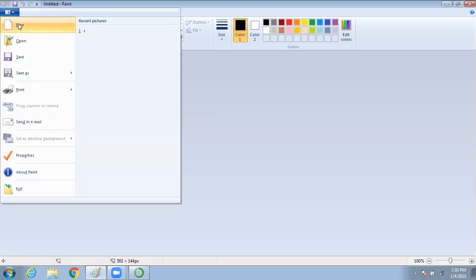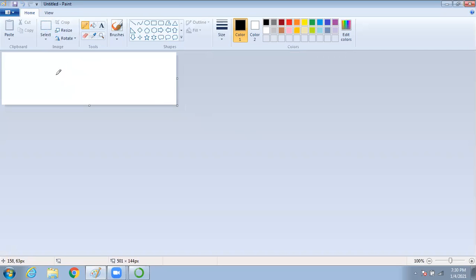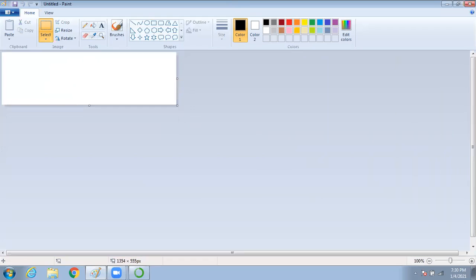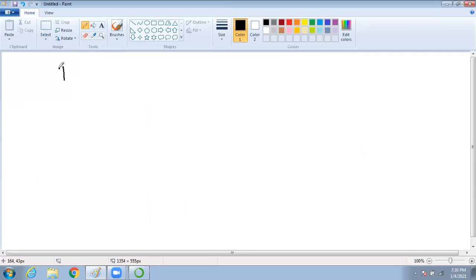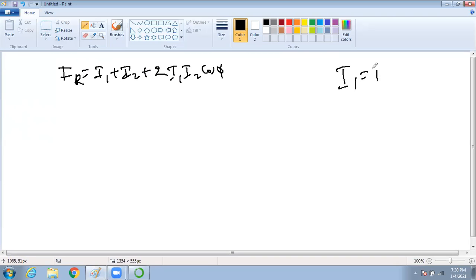So now tell me, what did we see? Our formula for IR was I1 plus I2 plus 2 into root of I1 I2 cos phi. Now tell me, if your I1 becomes I2, then what will happen? Can somebody derive the formula quickly? What does the formula reduce to?